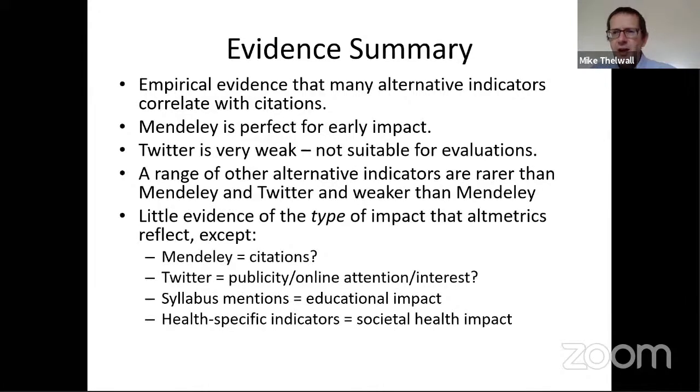The big problem with most altmetrics is that it's hard to identify the type of impact that they reflect. Citation counts typically reflect scholarly impact, and Mendeley also reflects scholarly impact, but it's very hard to say exactly what Twitter counts reflect, even though we've researched Twitter for a decade now. They seem to reflect publicity or interest or attention online, which isn't really a type of impact. So it's a little bit awkward to deal with.